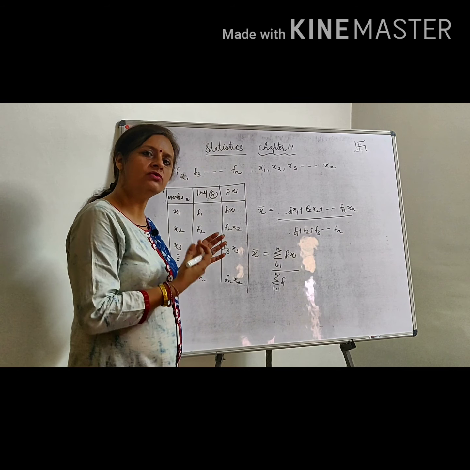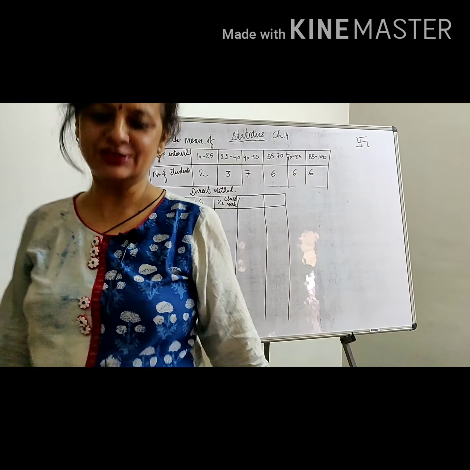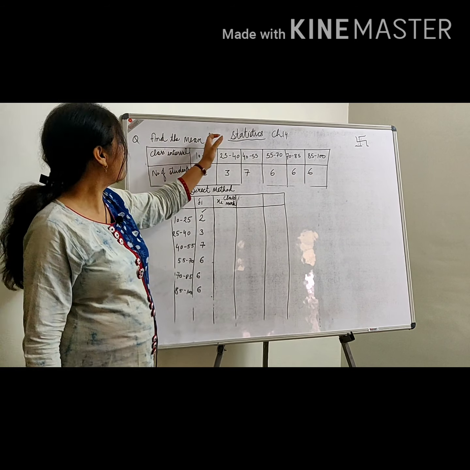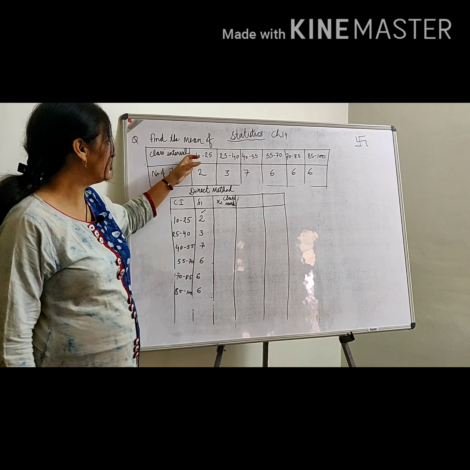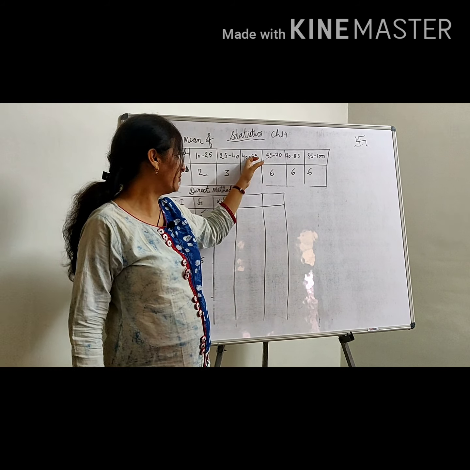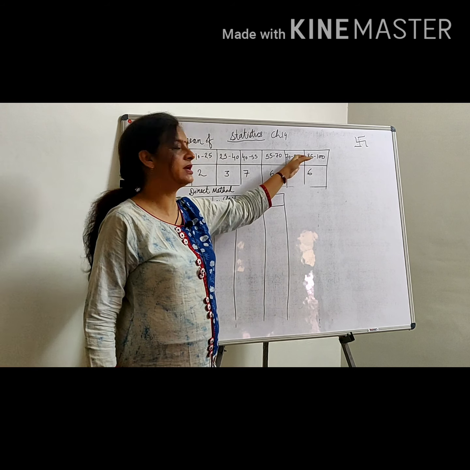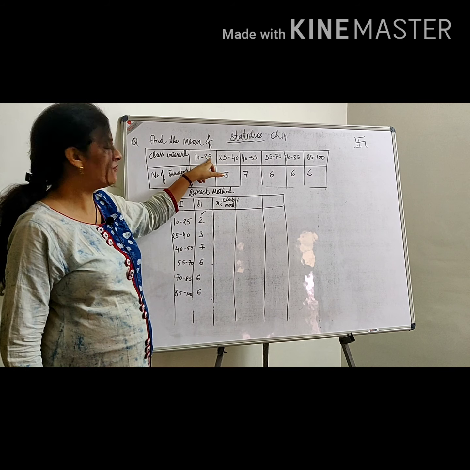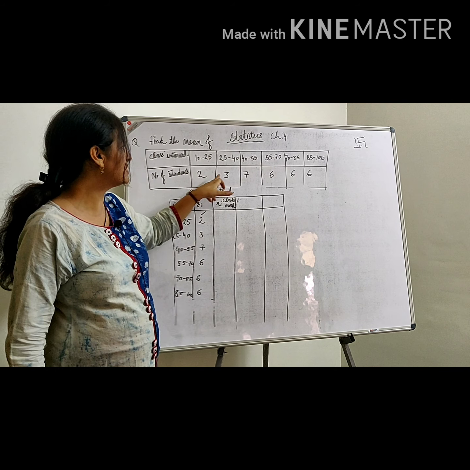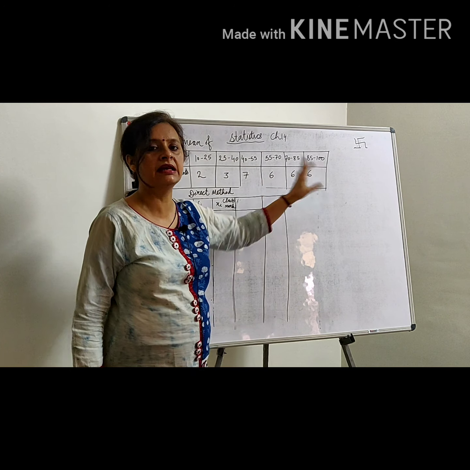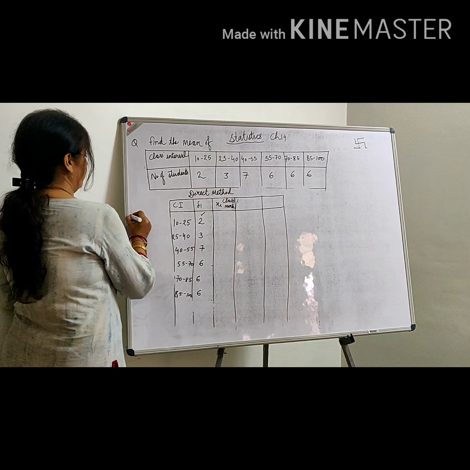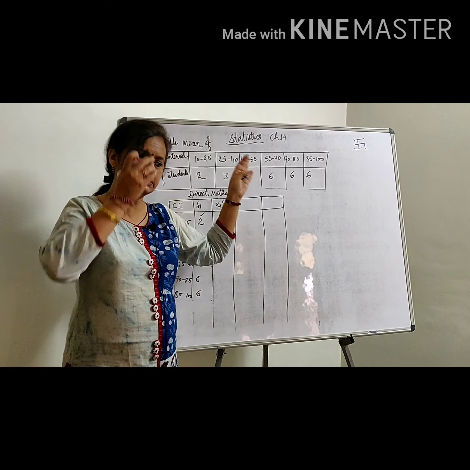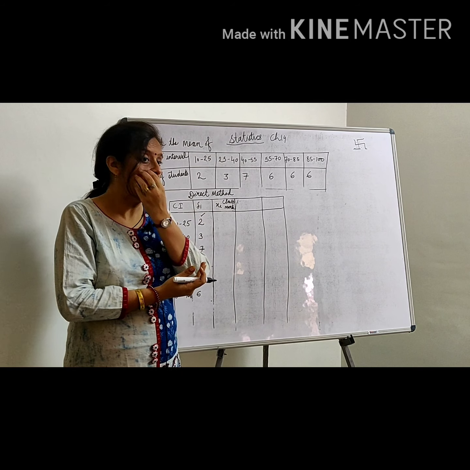Now we are going to find out the mean of the grouped data. Let's do the example. This example says that you have to find the mean where the class intervals are given to you: 10 to 25, 25 to 40, 40 to 55, 55 to 70, 70 to 85 and 85 to 100, and the number of students are given to you. In the category of 10 to 25 there are 2 students, then 3, then 7, then 6, 6 and 6. So for this, to find out the mean, firstly we are going to find it by the direct method, then side by side we will be finding it by the assumed mean method.